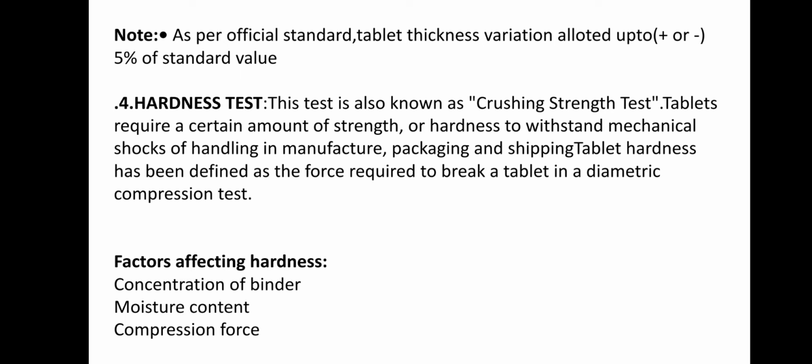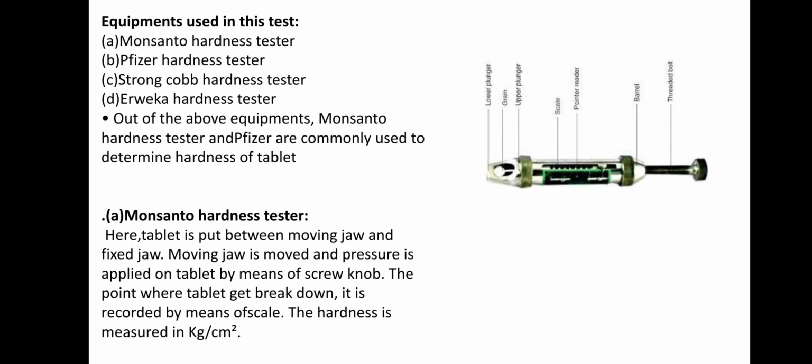Fourth, hardness test. This test is also known as crushing strength test. Tablets require a certain amount of strength or hardness to withstand mechanical shocks of handling in manufacture, packaging and shipping. Tablet hardness has been defined as the force required to break a tablet in a diametric compression test. Factors affecting hardness: concentration of binder, moisture content and compression force.